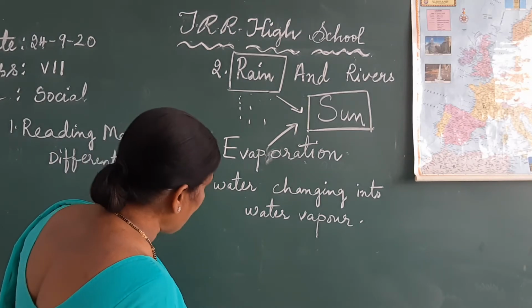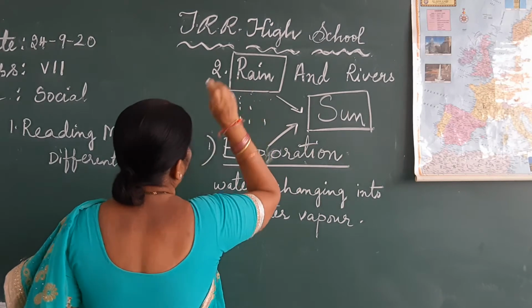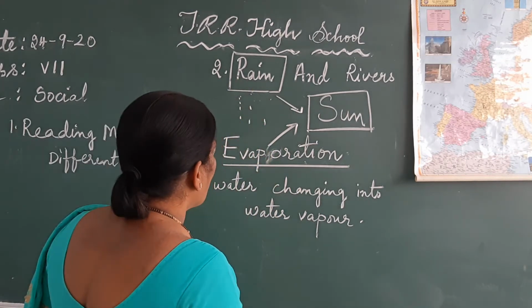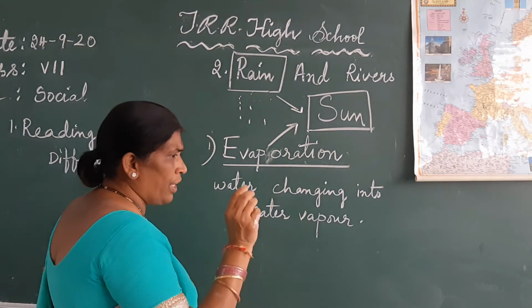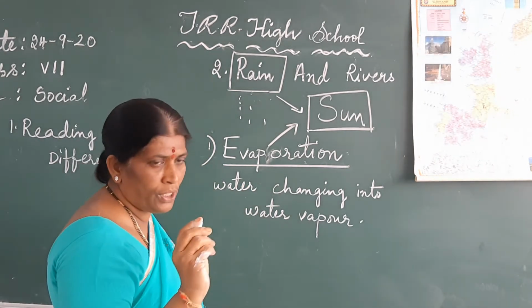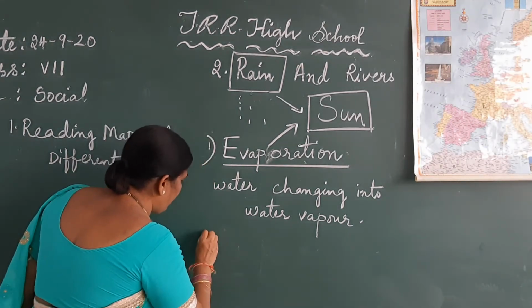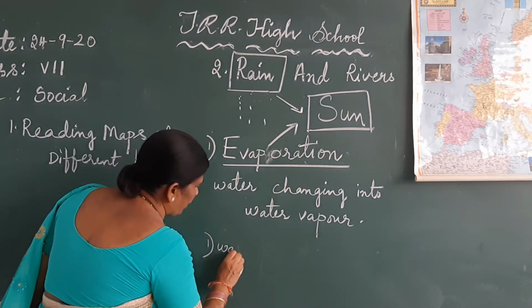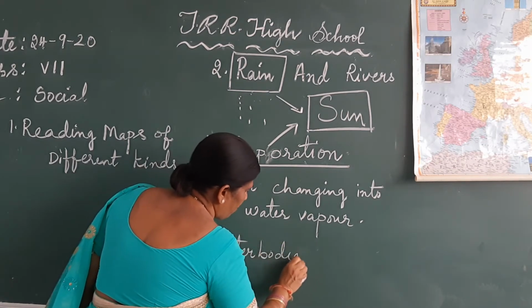Evaporation is very important to form the rain. As I said already, wherever moisture is there, evaporation is going to take place. But first, evaporation will be more from the water bodies. What are the water bodies?